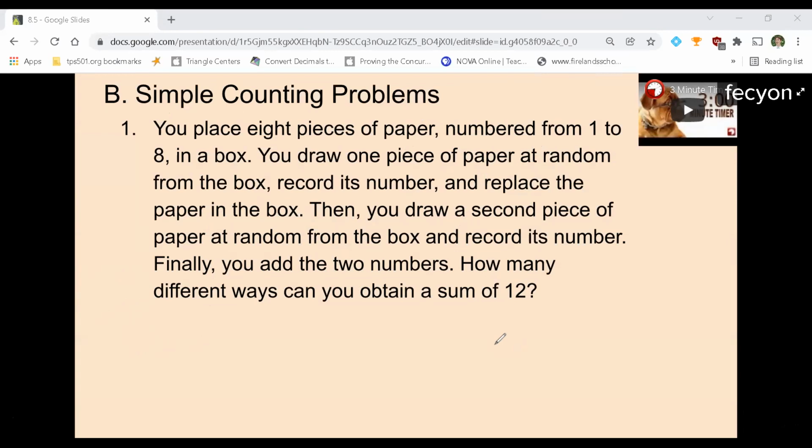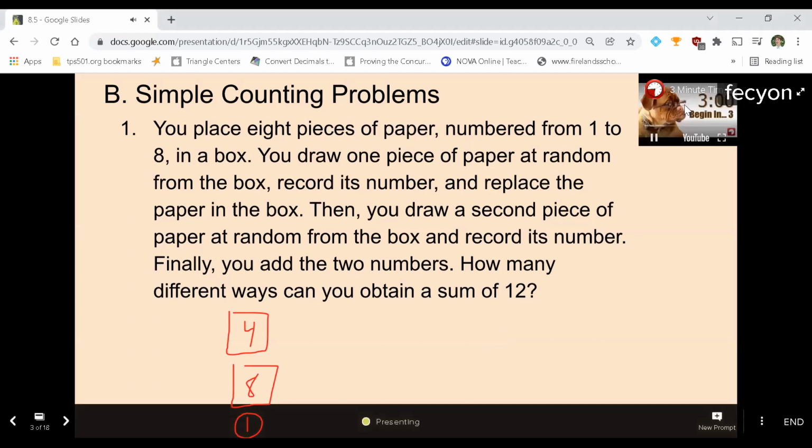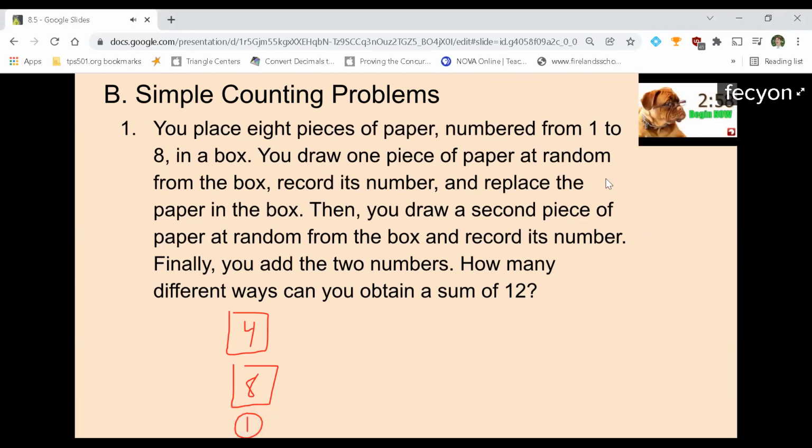I'll give you one. One way that could happen is if you draw a 4 as your first number and an 8 as the second number. That's one way you could get a sum of 12. Can you tell me another way you could get a sum of 12? You have 3 minutes to see all the different ways that you can draw those 2 pieces of paper such that you get a sum of 12.